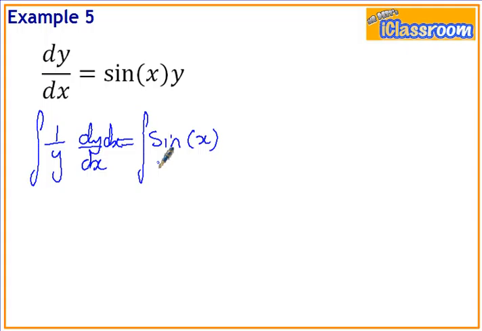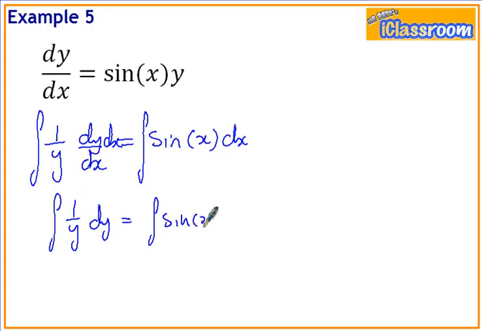Integrate on both sides with respect to x, and I've got that the integral of 1 over y dy is equal to the integral of sine of x dx. Now, the integral of 1 over y is of course log of y, which is equal to the integral of sine, which becomes minus cosine of x. Again, don't forget our constant of integration.